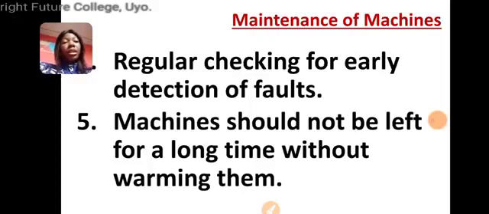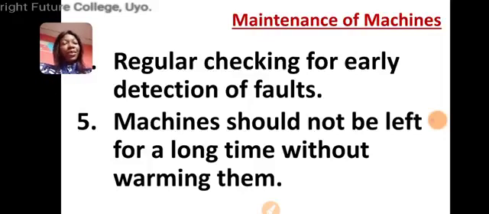The last but not the least is machines should not be left for a long time without warming them. How many of us have heard our parents saying that they want to warm their cars? Okay, this is what we are talking about. Warm your machine whether you are using it or not, so that what? When you want to use them, they will still be in good shape.